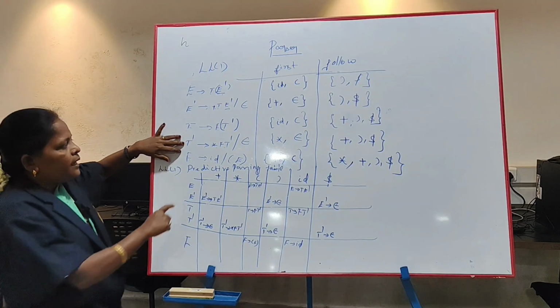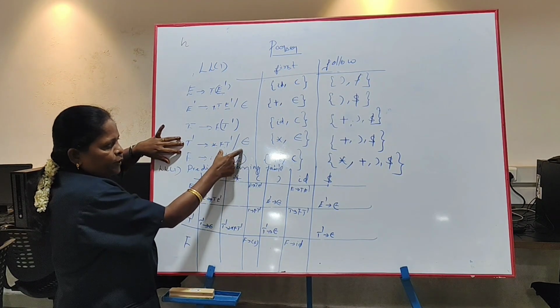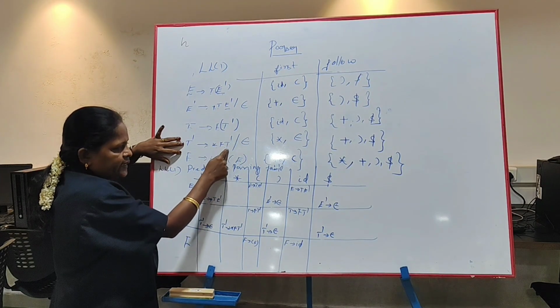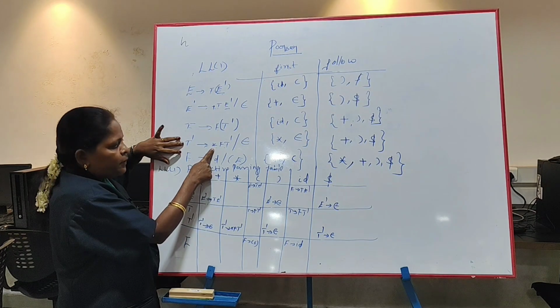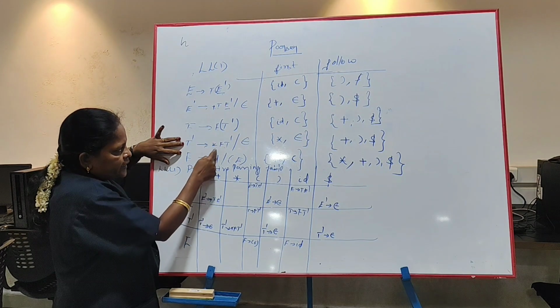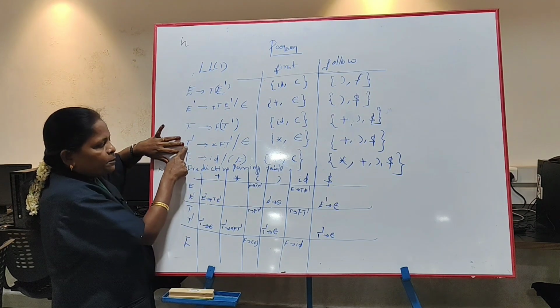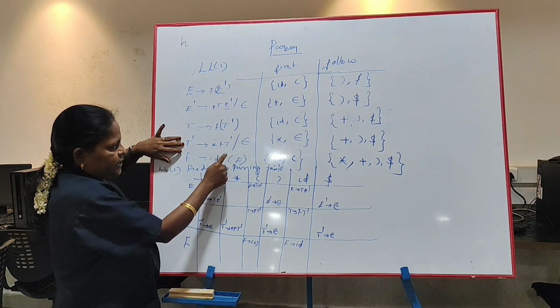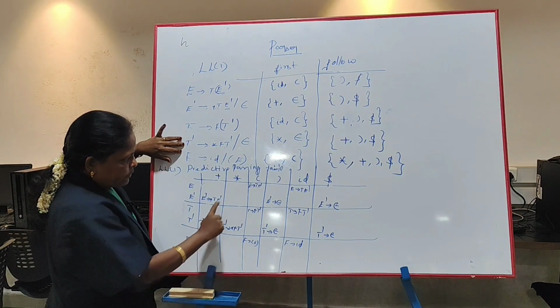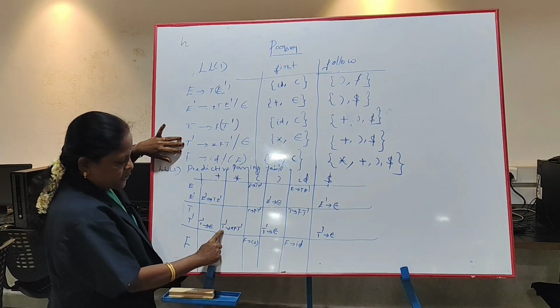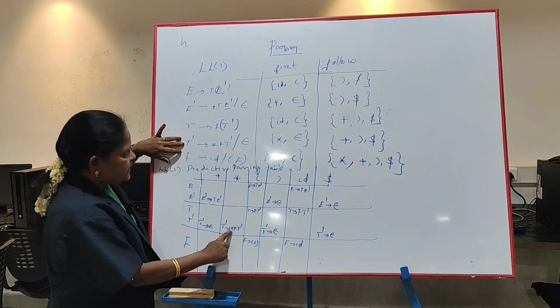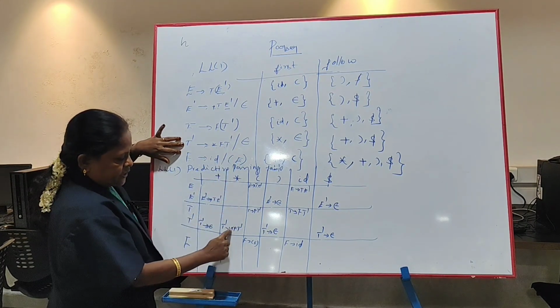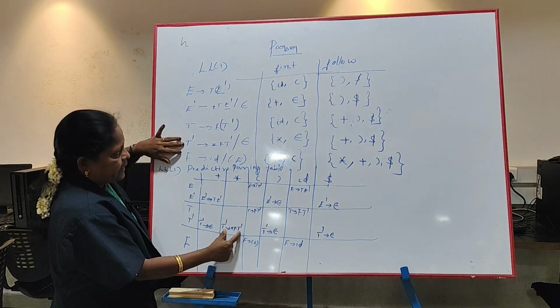Next you are going to consider T dash. T dash gives what? I have two alternative productions here. The first symbol in the right production will be star. In order to derive star, I can use the production T dash gives star F T dash. So here for T dash, I want to derive star, I can write the production T dash gives star F T dash. I should write the production as it is, right?